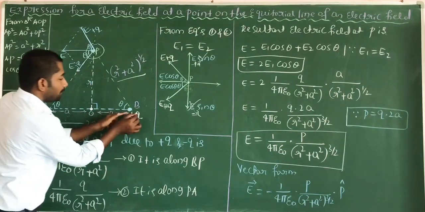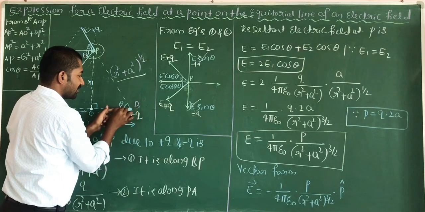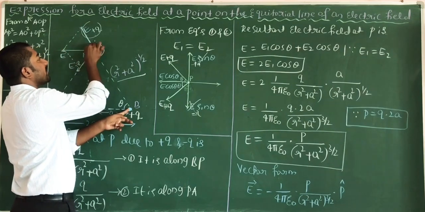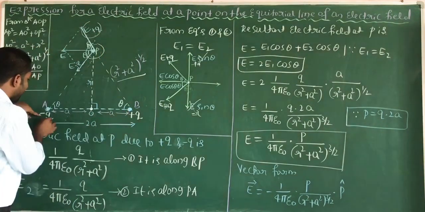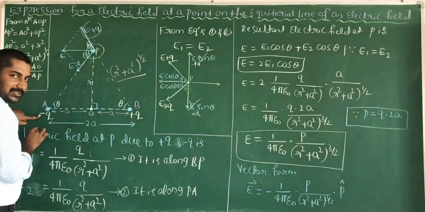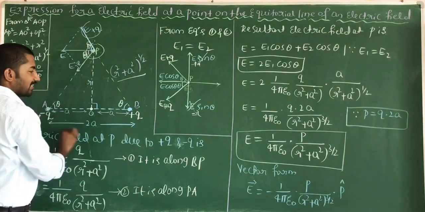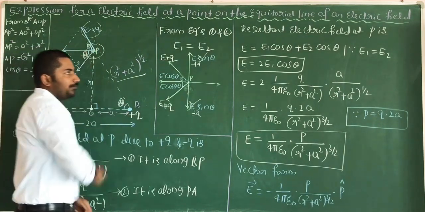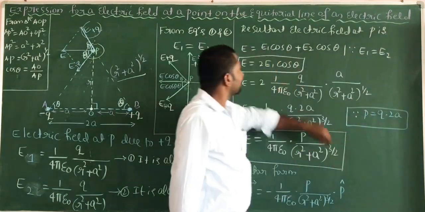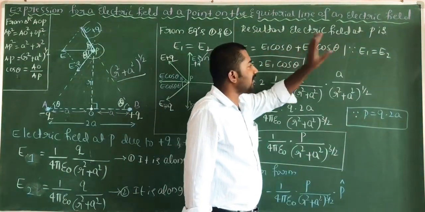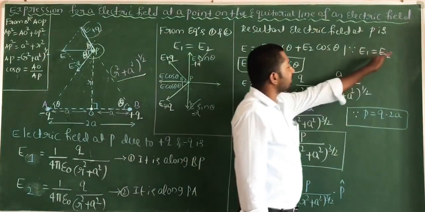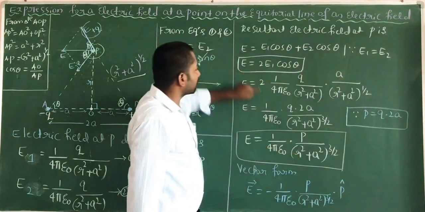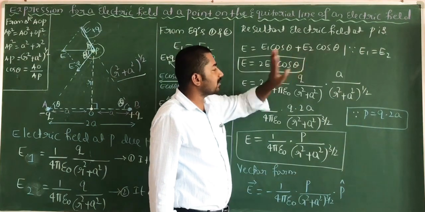Due to this positive charge, the electric field E plus Q makes a certain angle theta. Due to this negative charge, this is the angle theta. Here, this angle is equal to this angle, and this theta value is equal to this theta. Now, the resultant electric field at P is E equal to E1 cos theta plus E2 cos theta. But E1 is equal to E2, so substituting, E is equal to E1 cos theta plus E1 cos theta. Now the total electric field E is equal to 2 E1 cos theta.